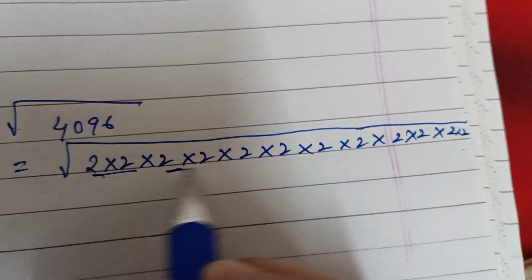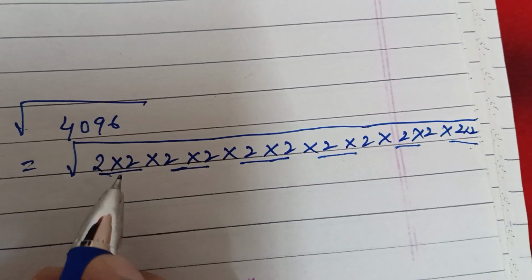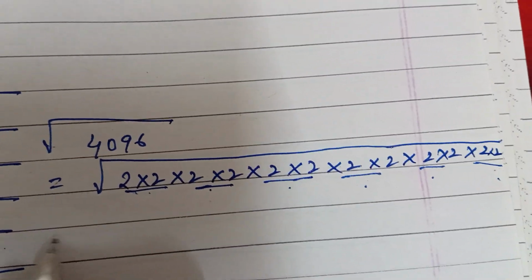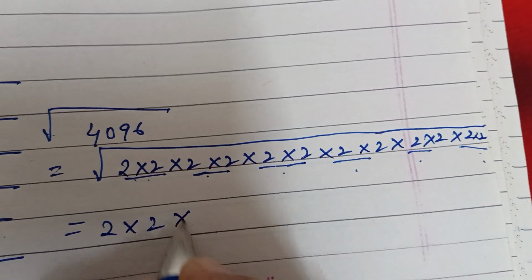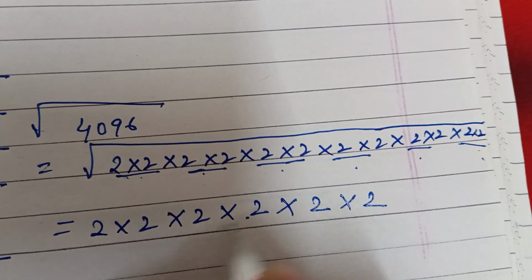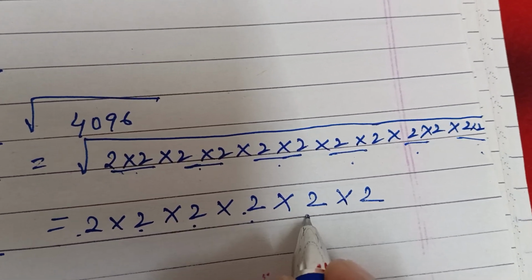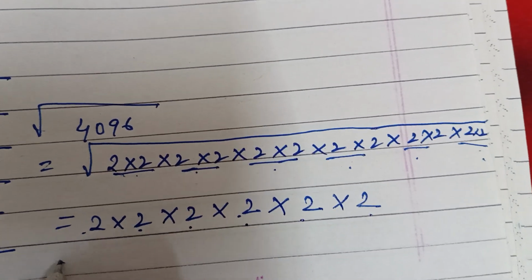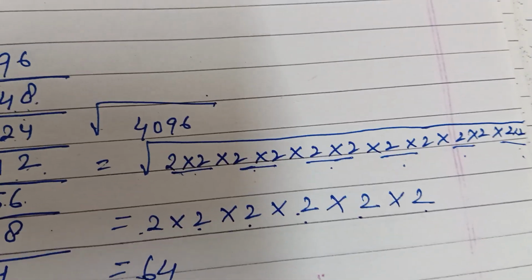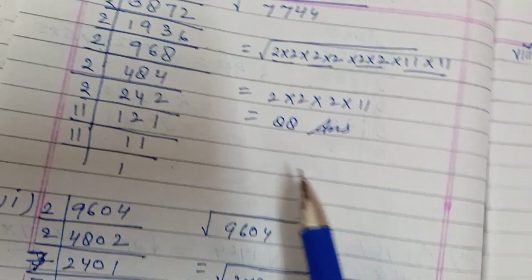pairing 2 2 2 2 and 2, how many, 1 2 3 4 5 6 pairs of 2. So we will write 2 into 2 into 2 into 2 into 2 into 2, 6 times. 2 2 is 4, 4 2 is 8, 8 2 is 16, 16 2 is 32, 32 2 is 64. So this is the square root of 4096.